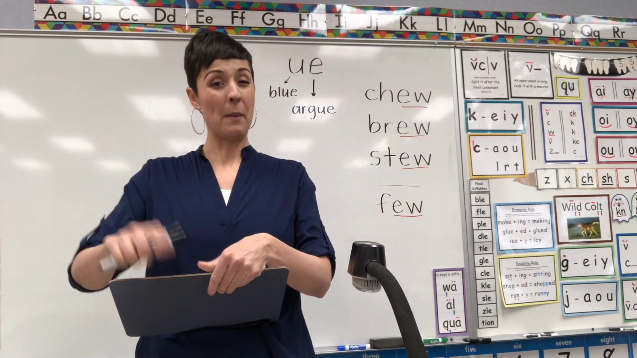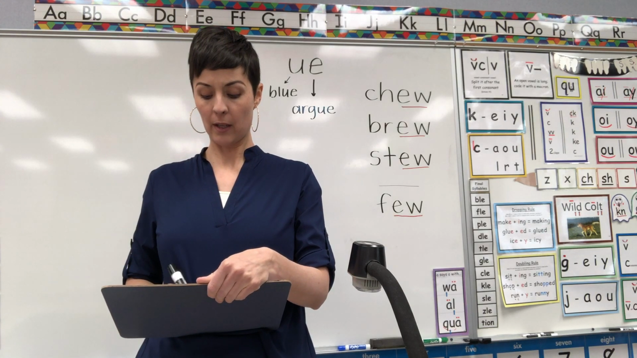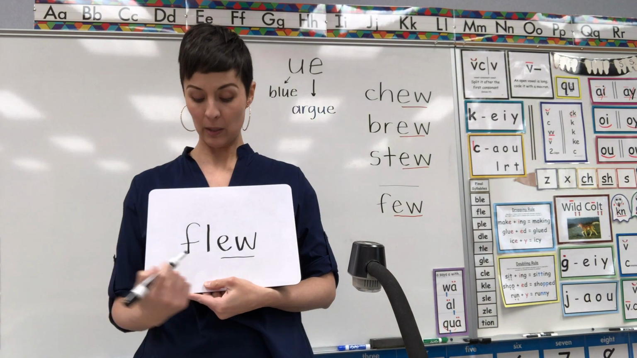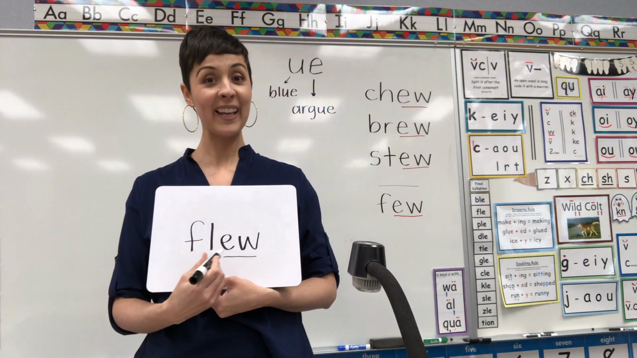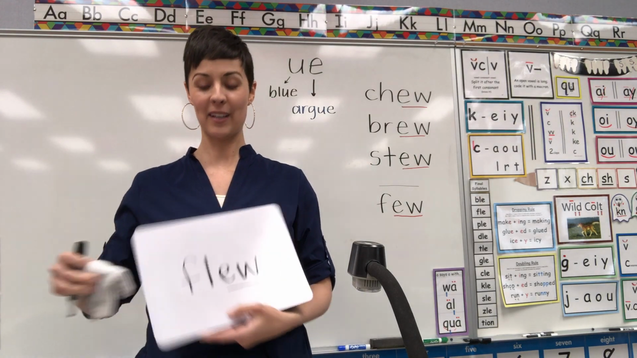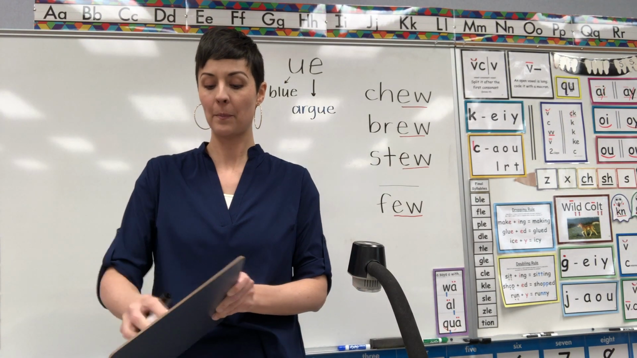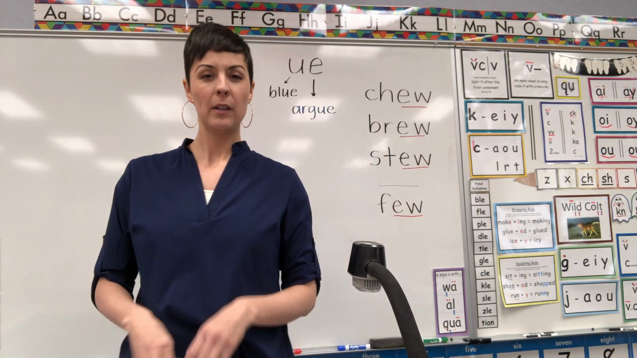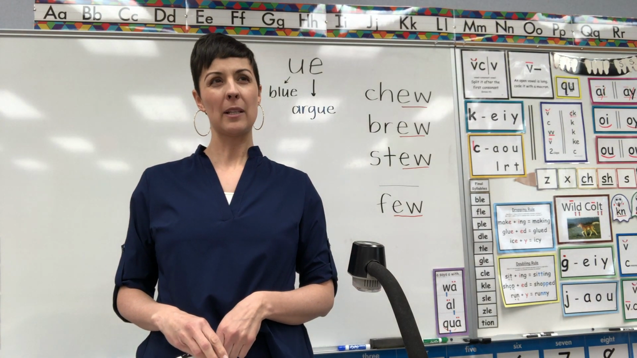Okay, remember to code it as soon as you spell it. And let's check it. Ready? Flew should be spelled F-L-E-W. EW says ooh at the end of that word. Nice job.